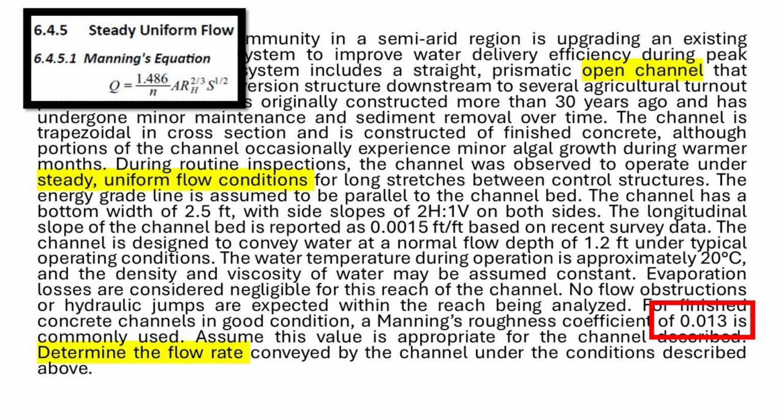As we read the statement this time, we can find Manning's roughness n equals 0.013, slope of the channel, which is the same as the slope of the energy grade line for steady uniform flow, S equals 0.0015. A and R, both of them are not given directly, but that's not a problem. It simply means we are going to compute them from geometry.